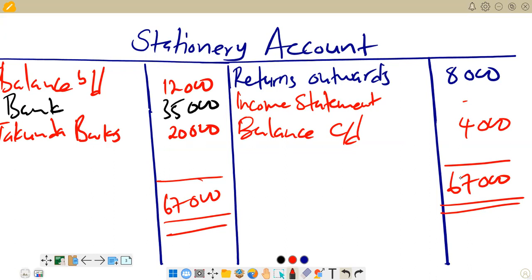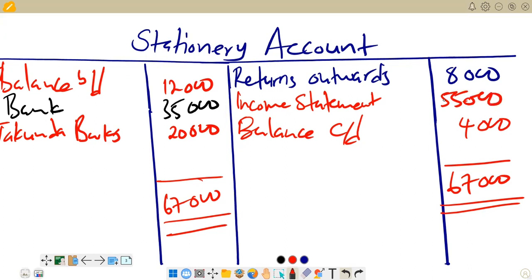Then for this amount, we are saying 67,000 minus 4,000 minus 8,000. So we can calculate that again: 67 minus 4, then minus 8,000 again. Then we get 55,000. So the figure that should go to the income statement is 55,000 here.